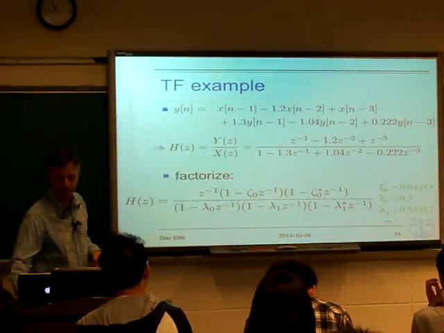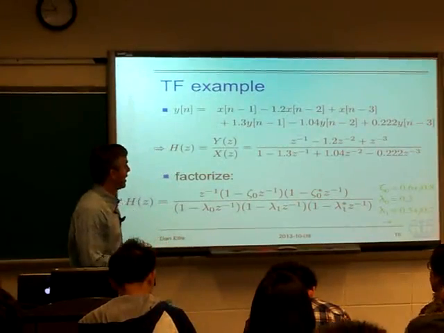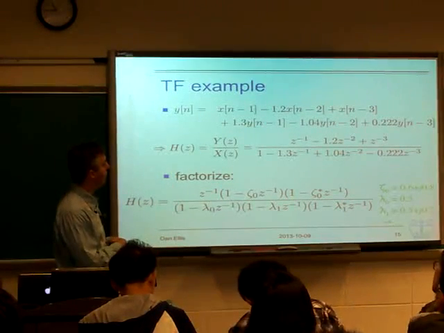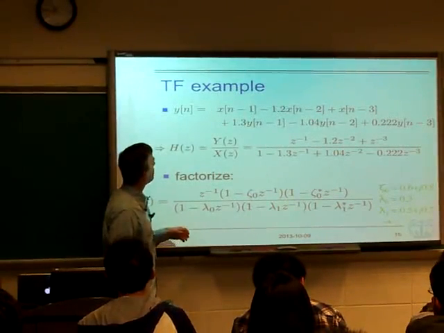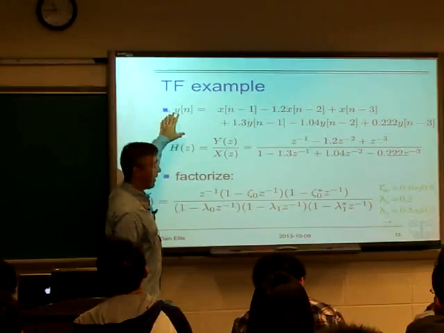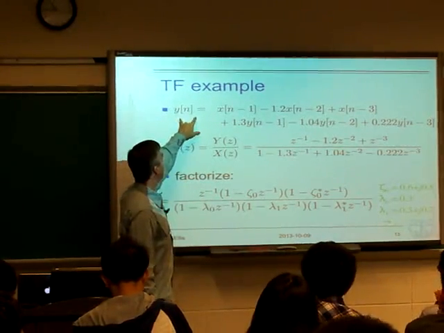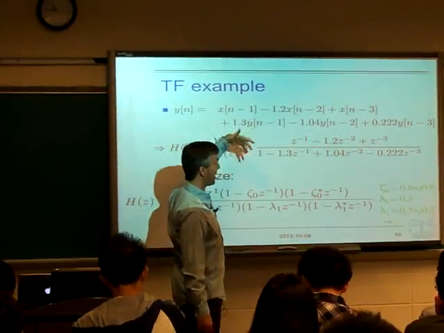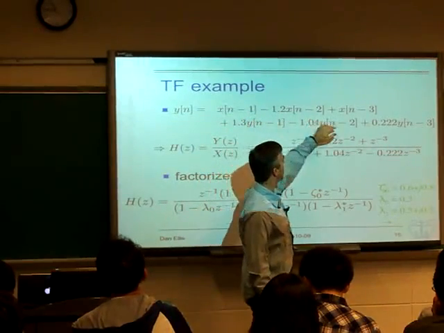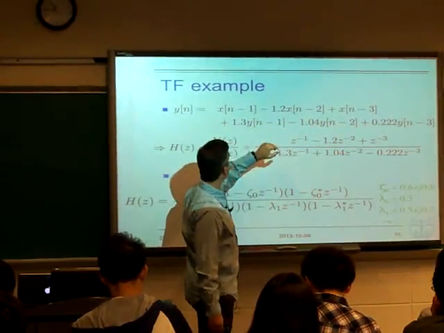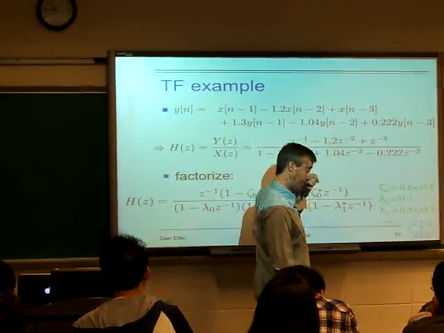Okay. Let's do another example, one that has less of a twist, just straightforward. So now we're starting out with an actual system. It's telling us how y of n appears out of x, some x of n minus 1, x of n minus 2, x of n minus 3, so some past values of x, and some past values of y: y of n minus 1, y of n minus 2, y of n minus 3.